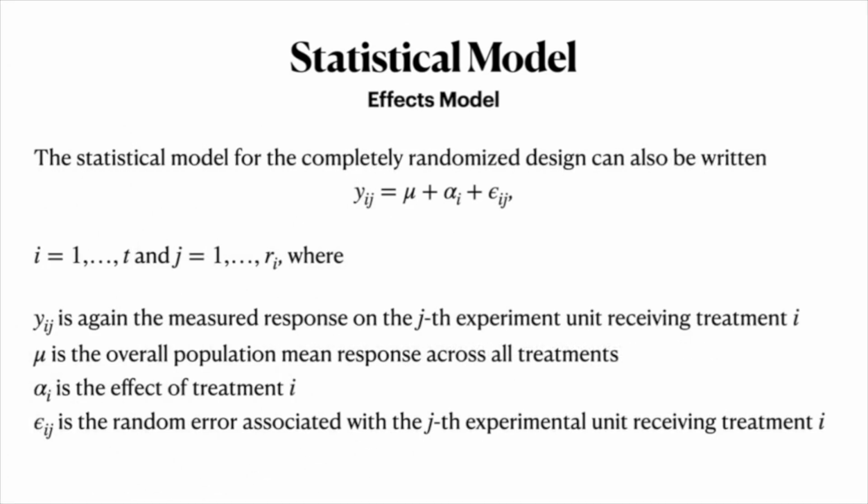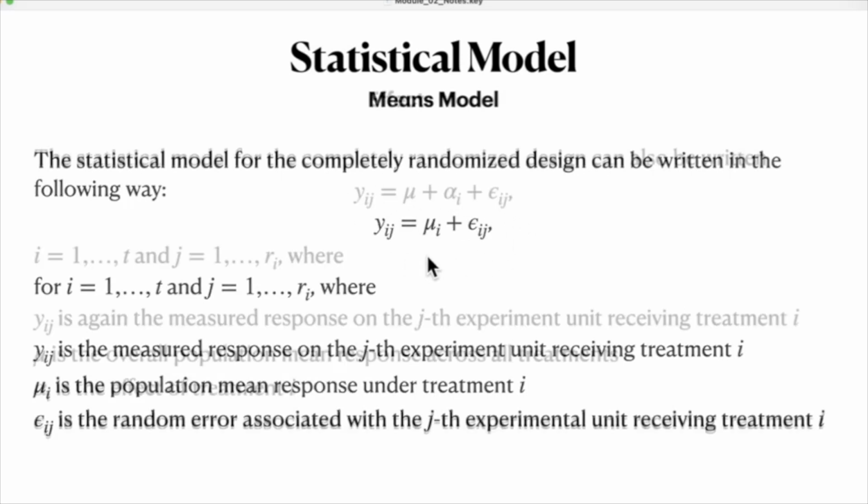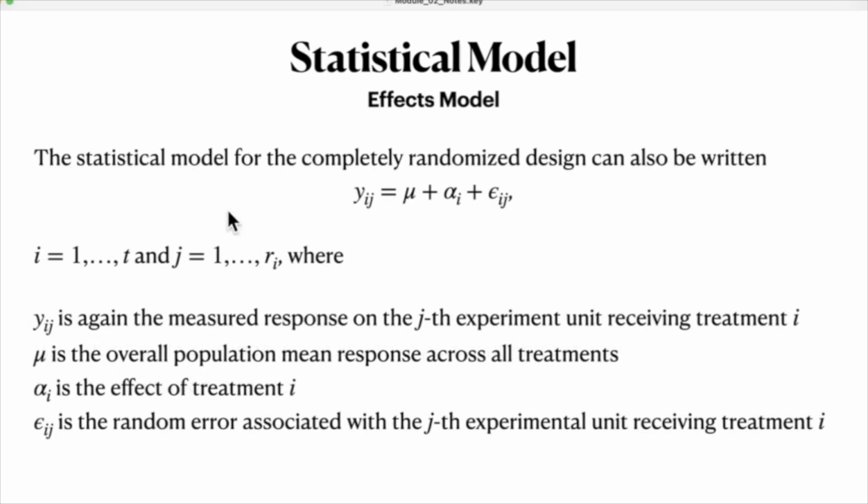Now we can also express the statistical model for a completely randomized design using what's called an effects model. And by the way, again, this is called the means model. All right, the effects model breaks the mean under treatment i into two pieces, the sum of two pieces.